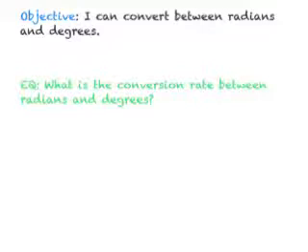All right, in this lesson, our goal is to be able to convert between radians and degrees. So given an angle measure in degrees, what is that in radians and vice versa? As we work through it, I want you to think about what's the conversion rate between radians and degrees. How are they connected?